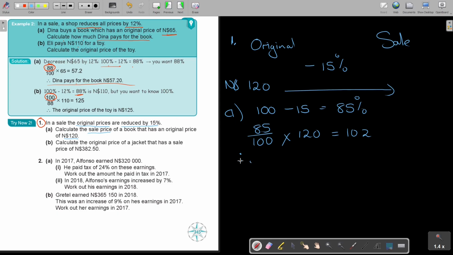So therefore, the sale price of the book is 102. Okay, that is number A. Now comes number B.